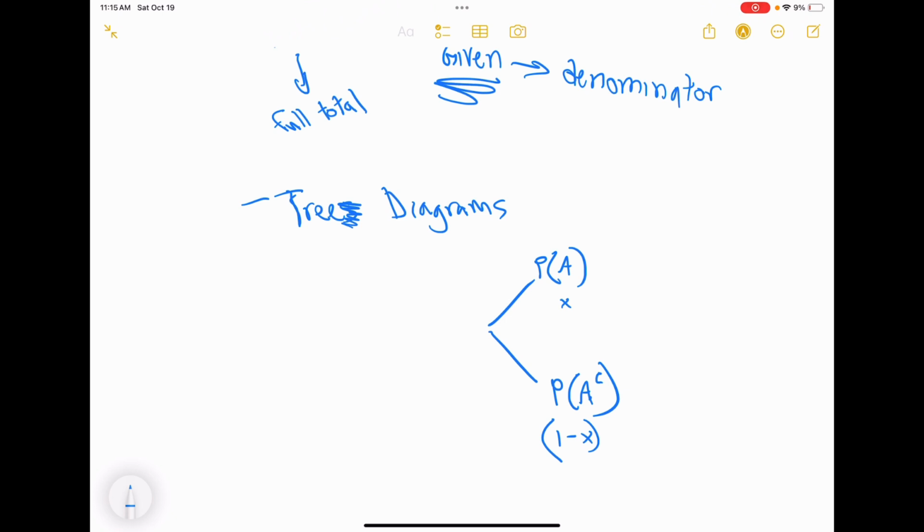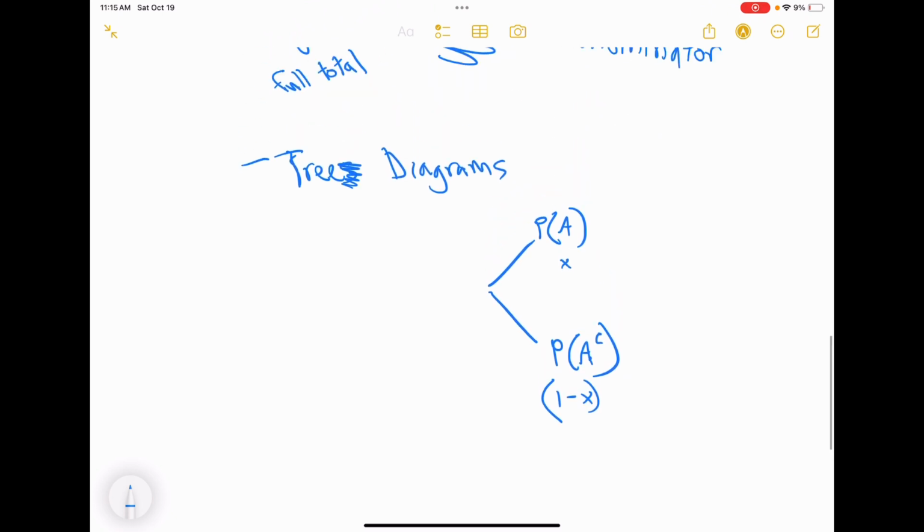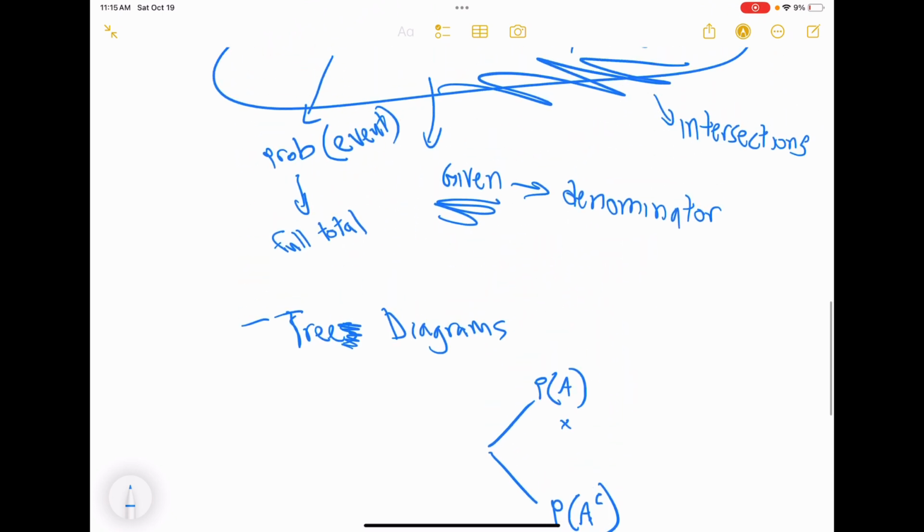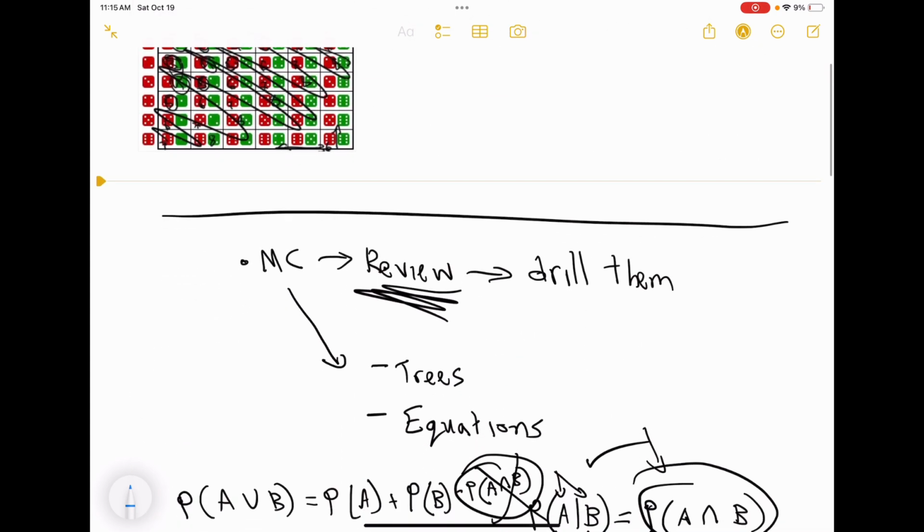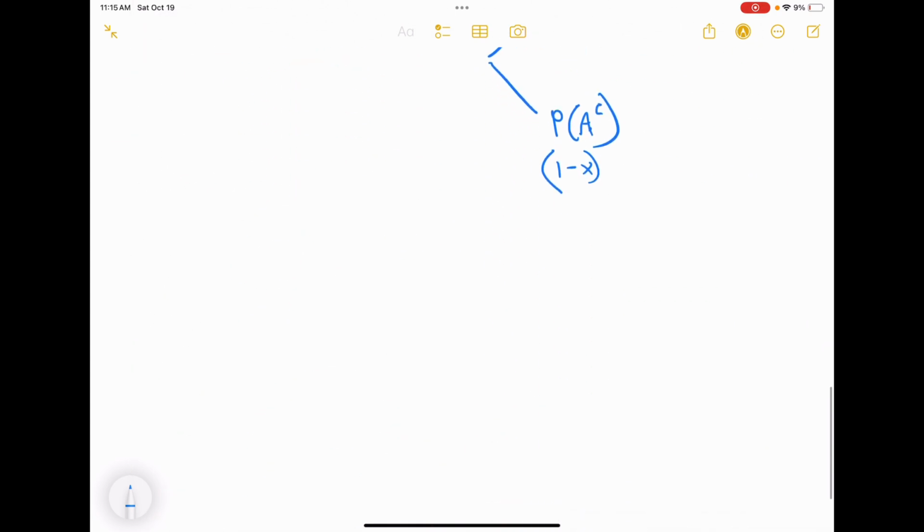Okay, we're rolling on that. You should feel comfortable with tree diagrams. On the multiple choice, you will, for the most part, always be using a tree diagram or an equation to get your way through.